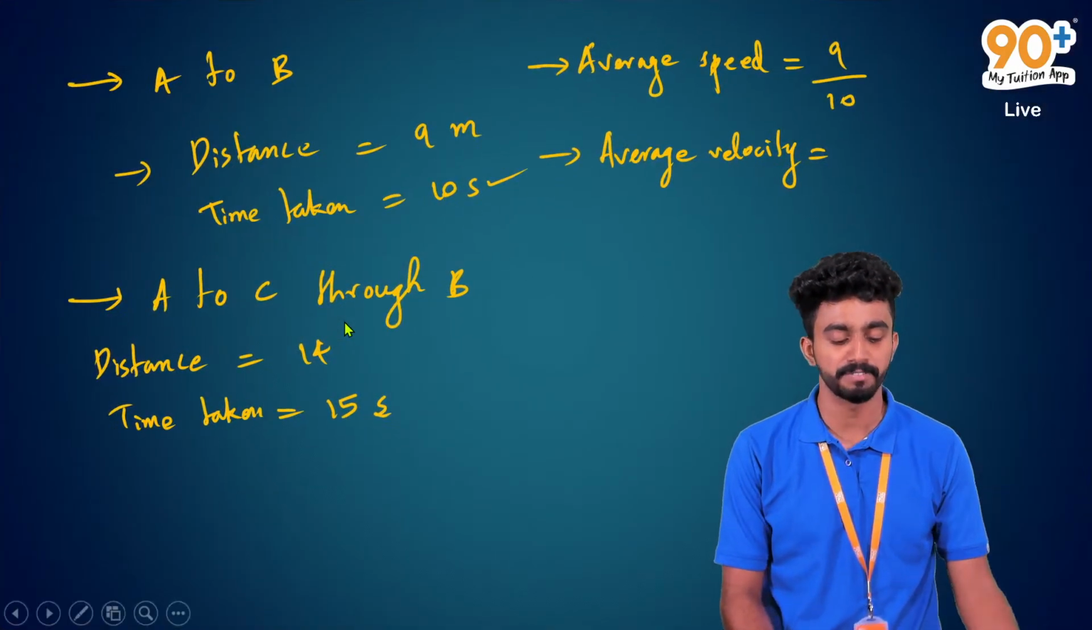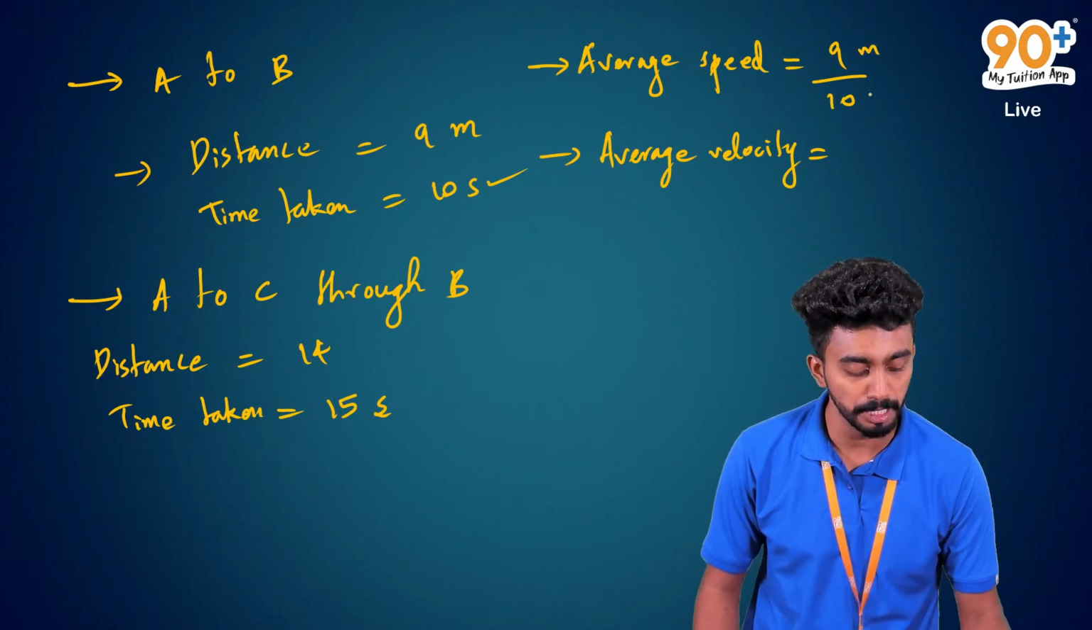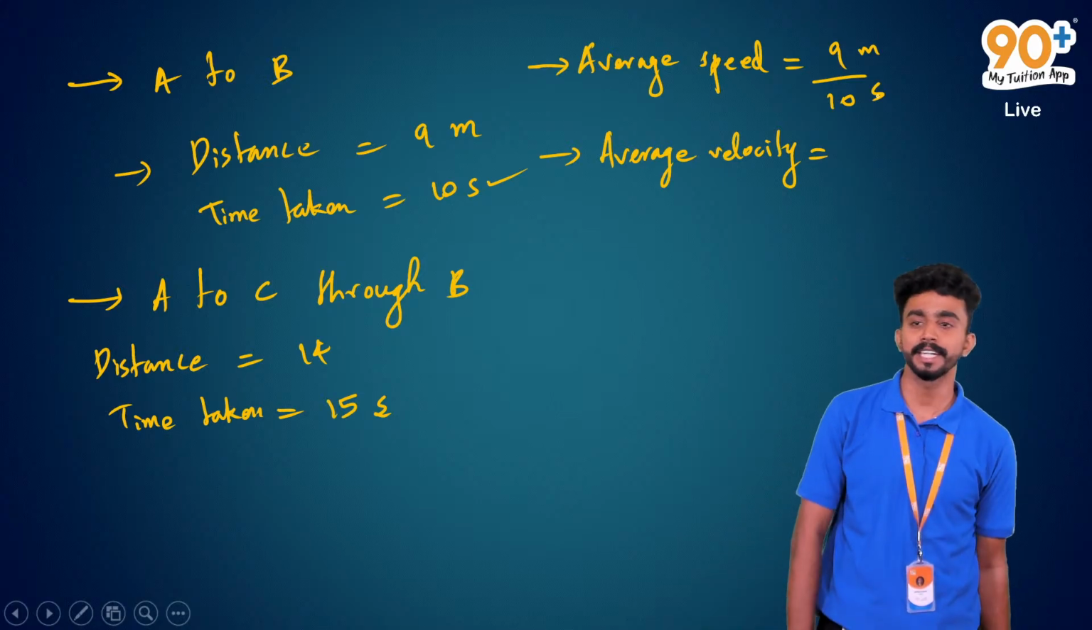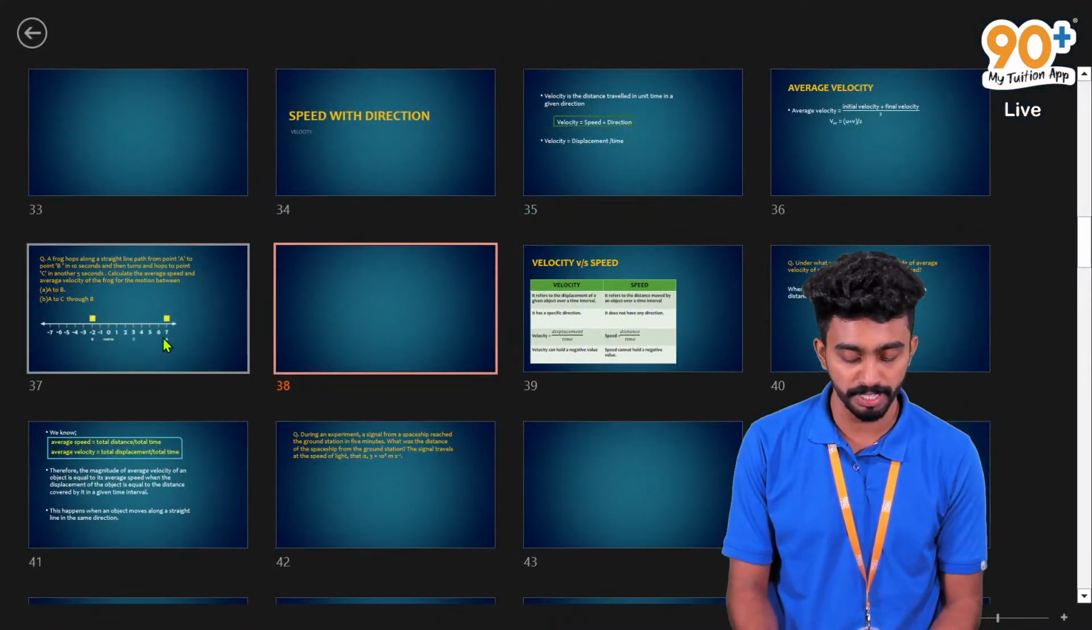So who wants to answer with respect to velocity? What will be the average velocity in this case? Average speed we found out is 9 by 10 meter per second. 9 units and 10 seconds. Yes, Neha, go for it. What do you think about the velocity?